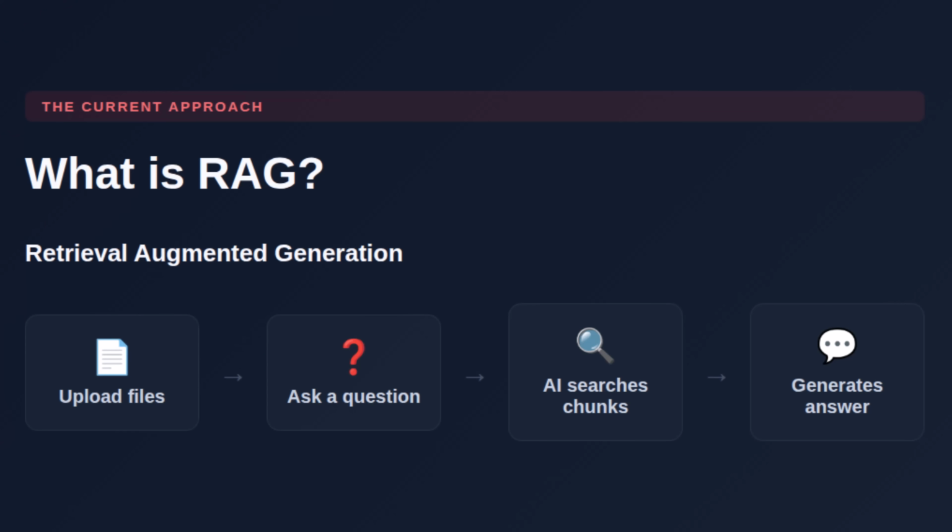So let me explain the problem a bit more clearly, because this is important. The way most AI tools handle your documents right now is called RAG, Retrieval Augmented Generation. You upload some files, you ask a question, the AI searches through those files, grabs the chunks that seem relevant, and generates an answer. And that's fine for simple questions.